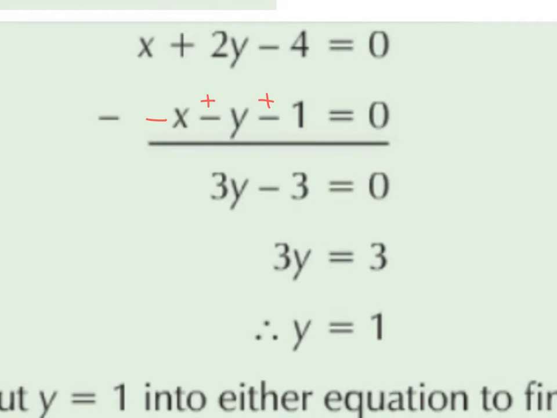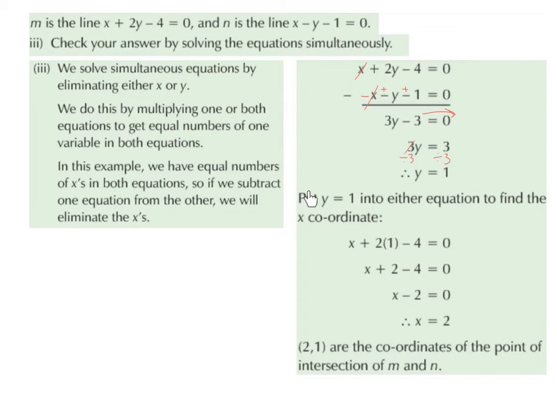So now the x's will cancel, x minus x will cancel out, and then 2y plus 1y gives us 3y, and minus 4 plus 1 gives us minus 3, and this is equal to 0. We then bring the minus 3 over the equal sign, it becomes plus 3, and then we divide both sides by 3 to get the y on its own. And 3 divided by 3 is 1, so therefore y is equal to 1.